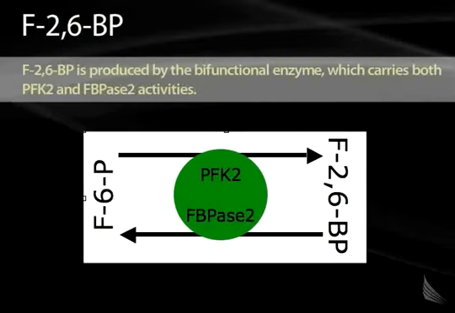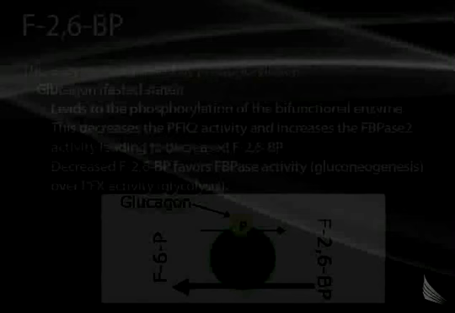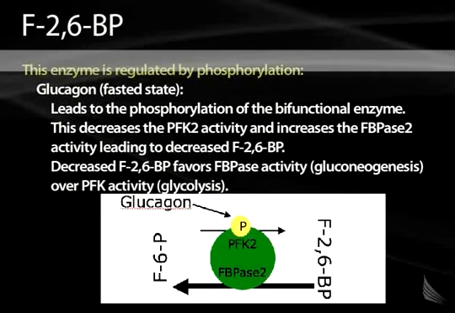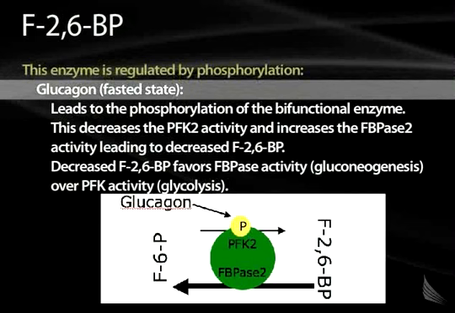Now, fructose 2,6-bisphosphate is produced by an enzyme we call the bifunctional enzyme. This enzyme has two activities in it. One that we call the phosphofructokinase 2 activity, which takes fructose 6-phosphate and converts it to fructose 2,6-bisphosphate, and also fructose 2,6-bisphosphatase 2 activity, which takes fructose 2,6-bisphosphate and converts it back to fructose 6-phosphate. This enzyme is regulated by phosphorylation. When glucagon levels are high in the fasted state, this enzyme is phosphorylated.